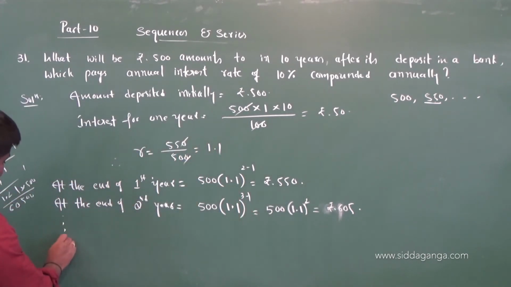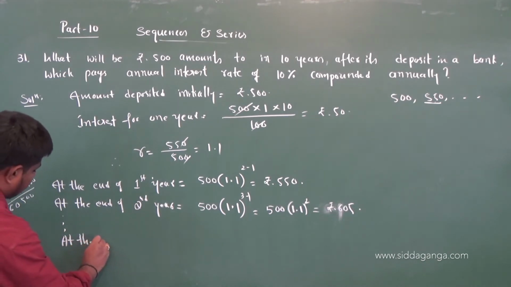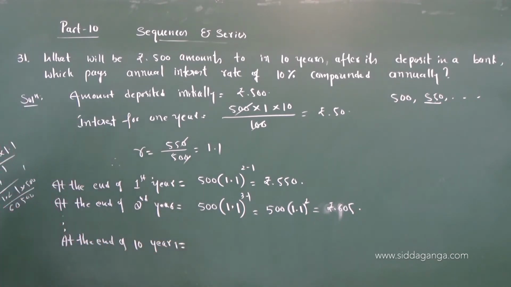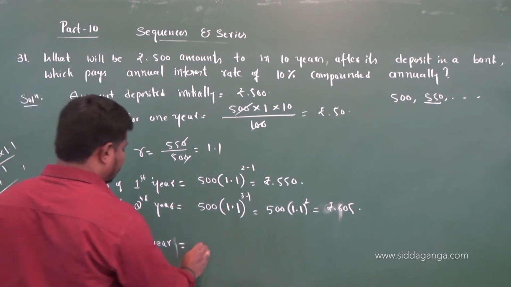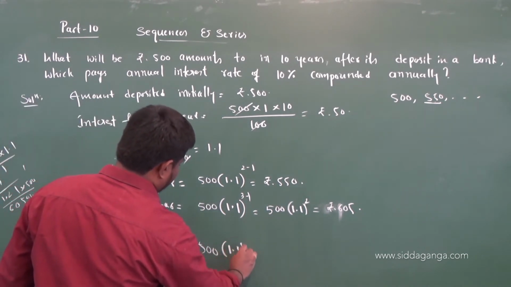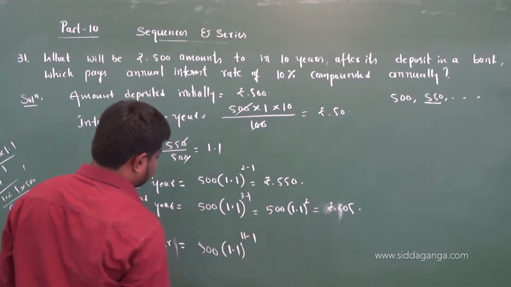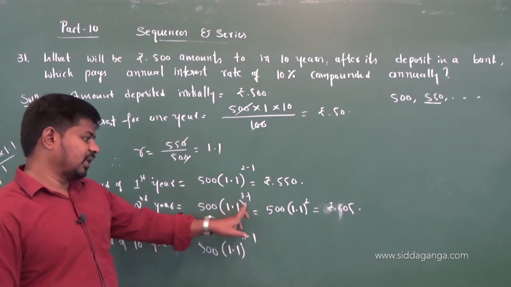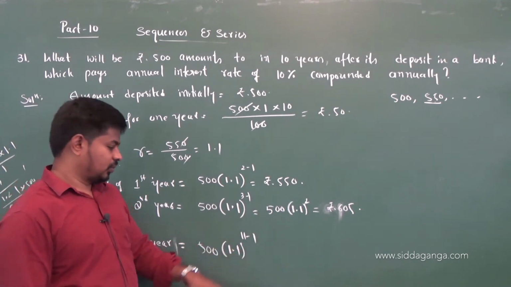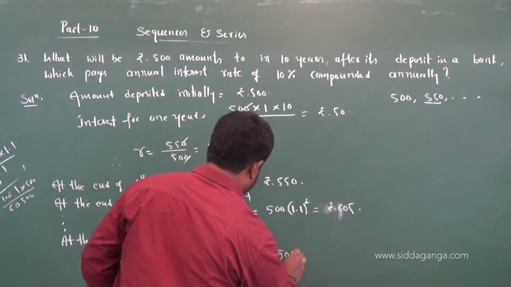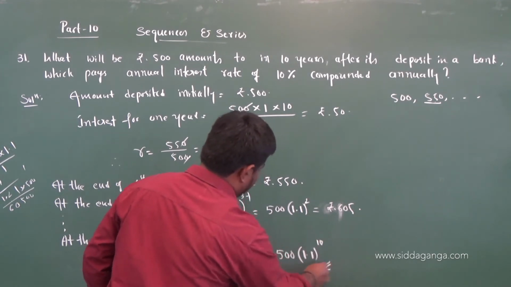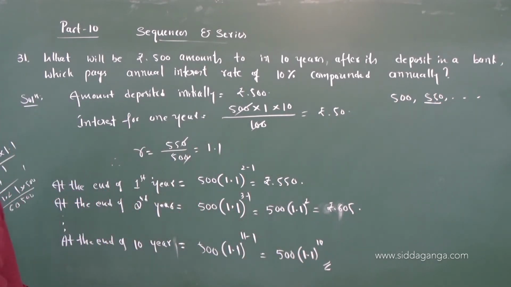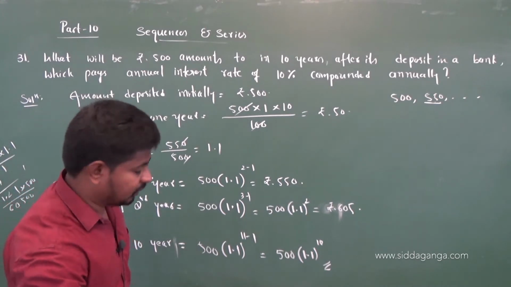The same way, and hence in general at the end of 10 years, your amount will be equal to what? 500 into 1.1 power of 11 minus 1. So for second year, it becomes third term. For 10th year, it becomes 11th term. So, this gives 500 into 1.1 whole power of 10. This is the required answer. You can calculate this or put it as it is. Okay. Hope you got this.